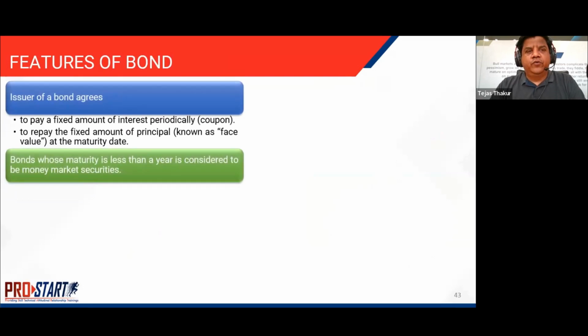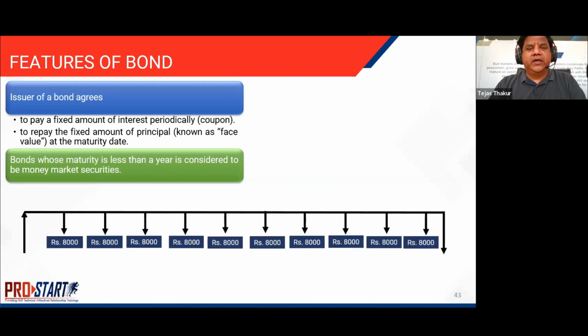Features of a bond, if you have to look at, the issuer of a bond agrees to pay a fixed amount of interest periodically, which is known as a coupon, and to repay the fixed amount of principal, known as the face value, at the maturity date. Bonds whose maturity is less than a year are considered to be money market securities. So typically, I am paying some money upfront and I'm getting regular streams of cash flows going forward, and in the end, I'm also getting my principal back.